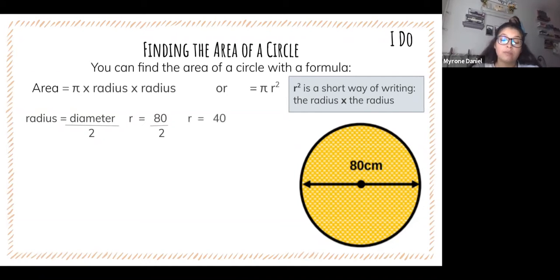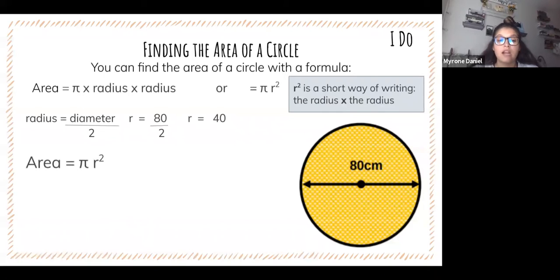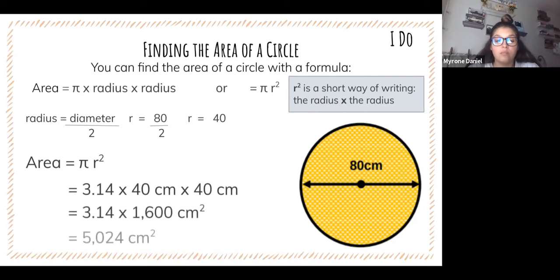So our radius of the circle should be 40 centimeters. So the area equals pi times r squared. And once we find that out, we're going to multiply all of those numbers out, and we should have gotten 5,024 centimeters squared.